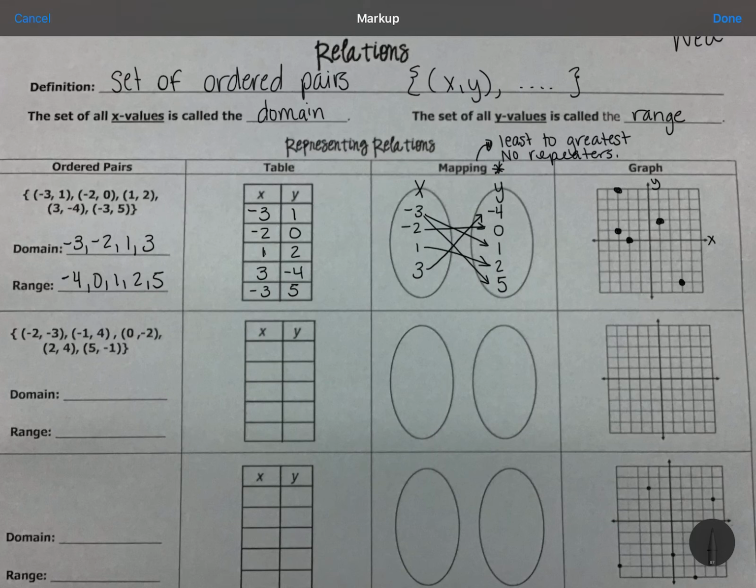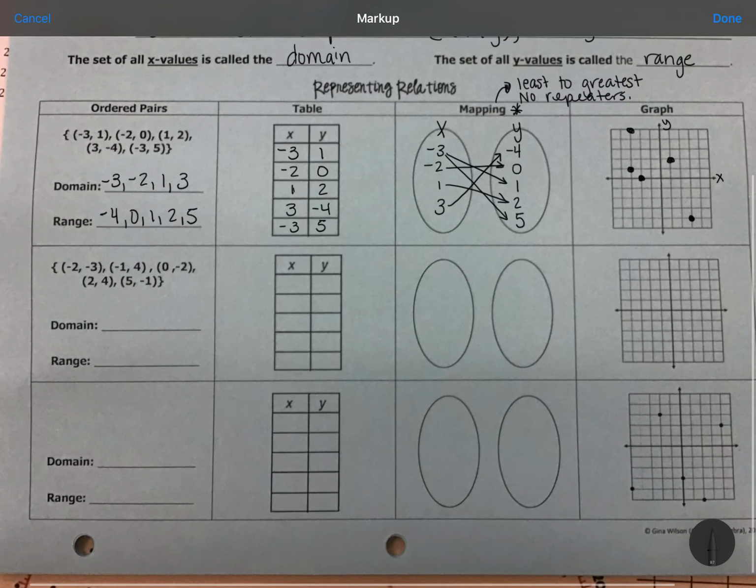All right, so now if you want, pause the video and you can try number 2. Fill in the domain, the range, the table, the mapping, and the graph, and then you can unpause the video and see if it matches my solution. So I'm going to go ahead and put in my values. Hopefully you are checking your work because you have now unpaused me. And you're going to check your solution.